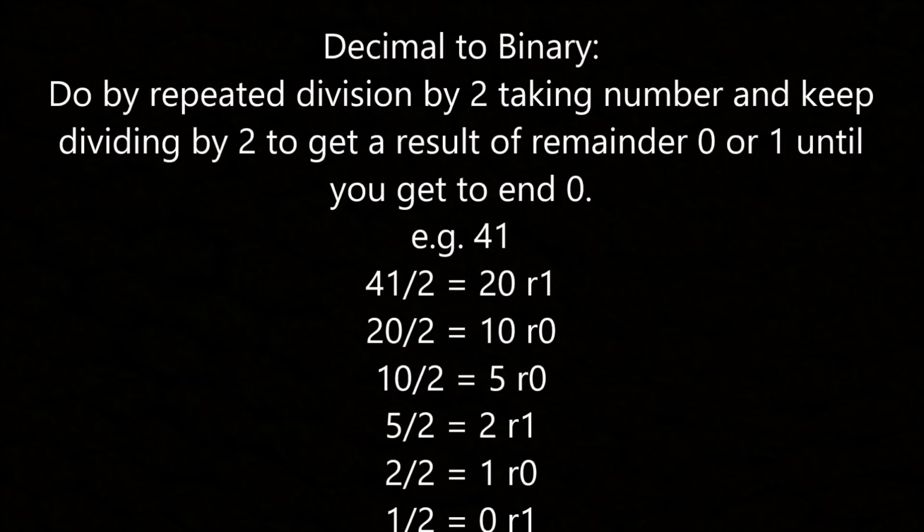Decimal to binary. To do this, you use repeated division by 2, taking a number and keep dividing it by 2 until you get a result of remainder 0 or 1 until you get to an end 0.